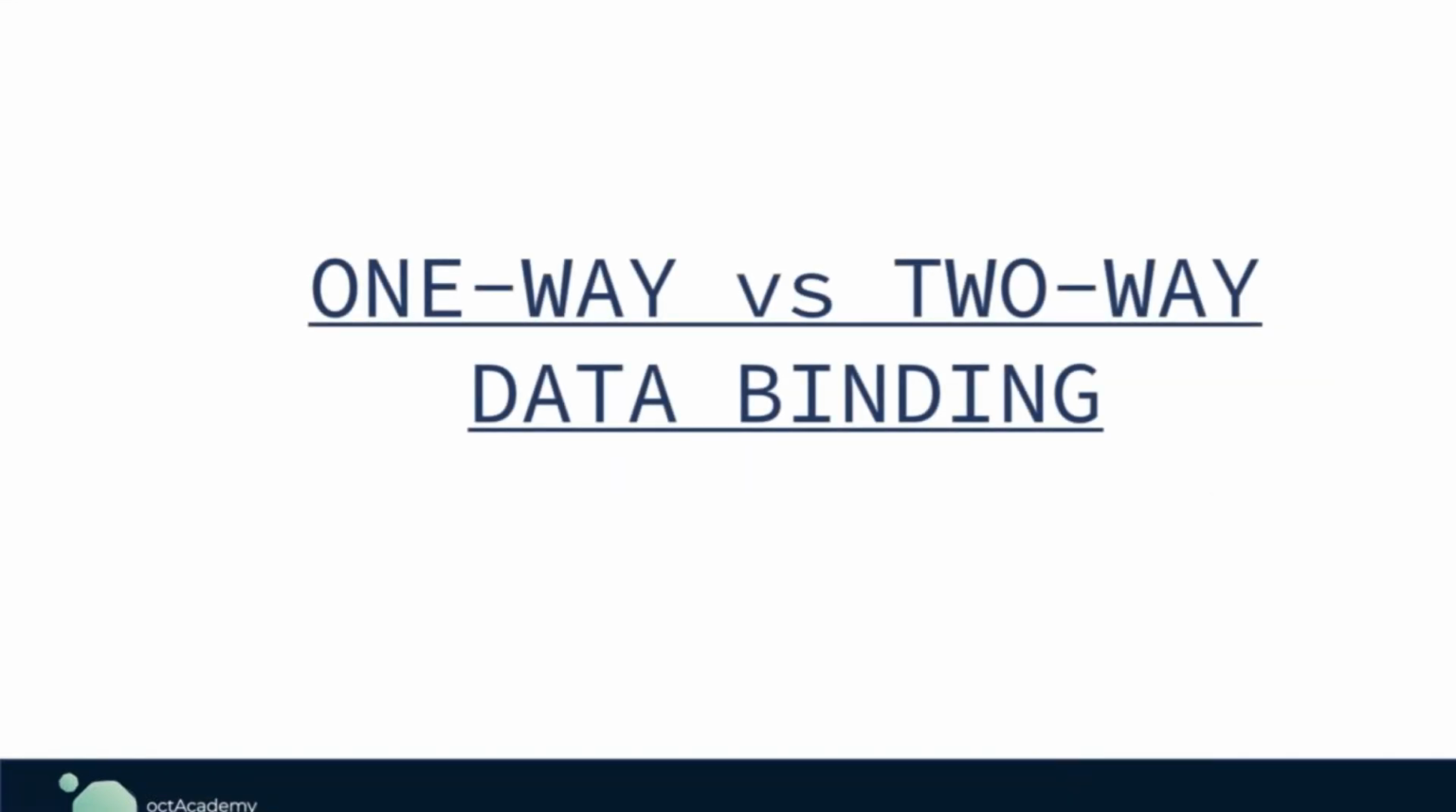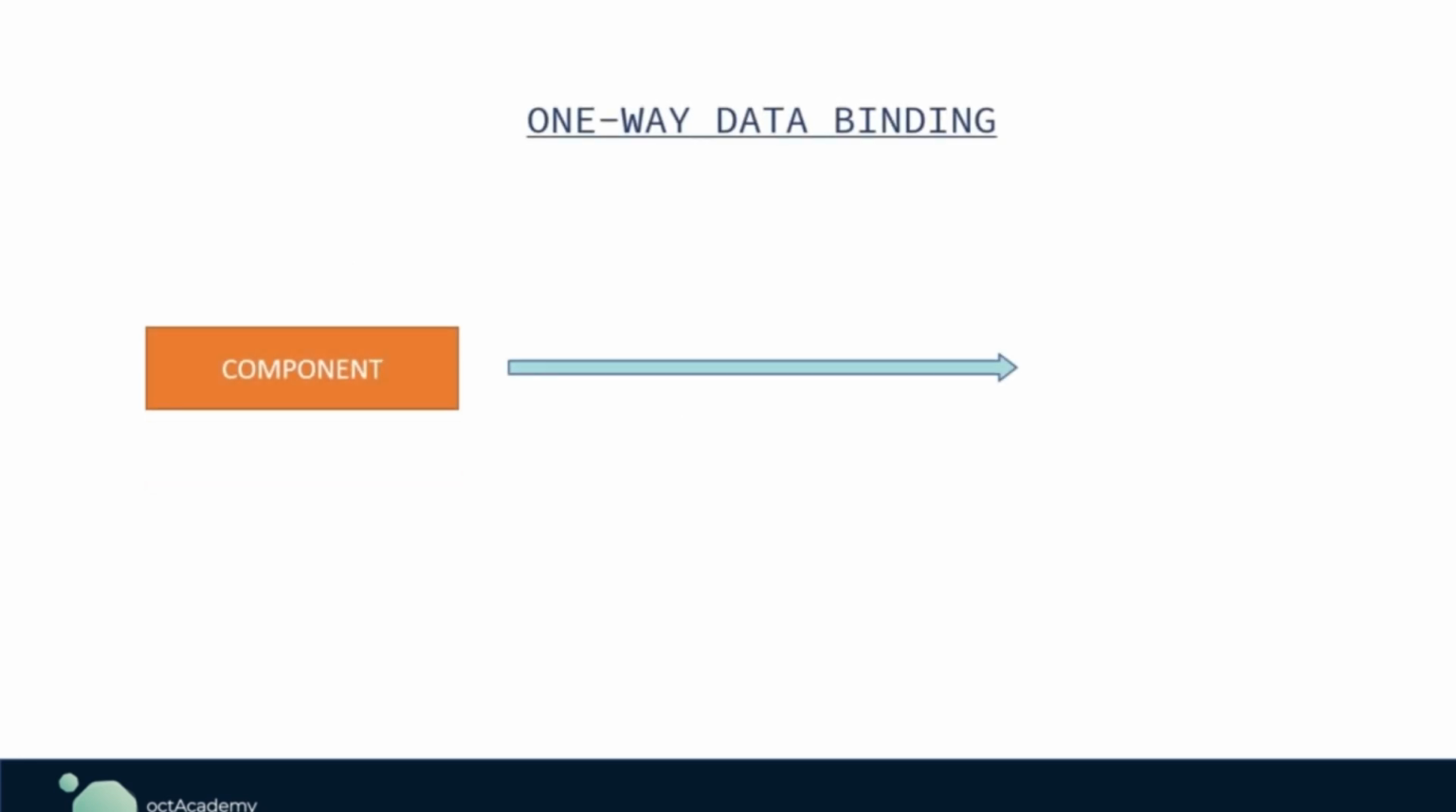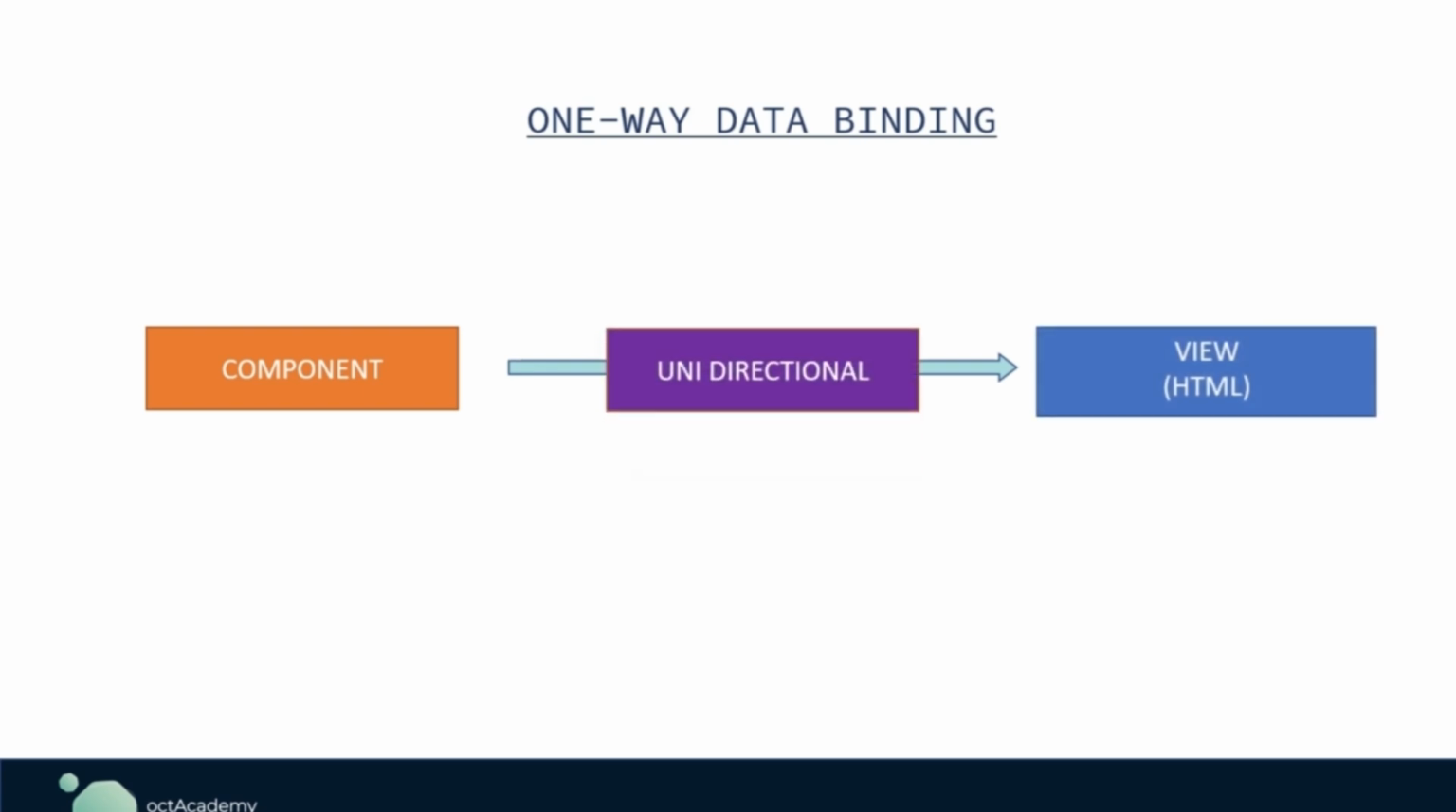In the previous video, we learned about two-way data binding. Some of you may wonder what this two-way data binding is, how this is different from property binding, and actually what is the difference between two-way data binding and one-way data binding. If you look at one-way data binding, this will bind the data from the component to the view. This one-way data binding is unidirectional. You can only bind the data from the component to the view.